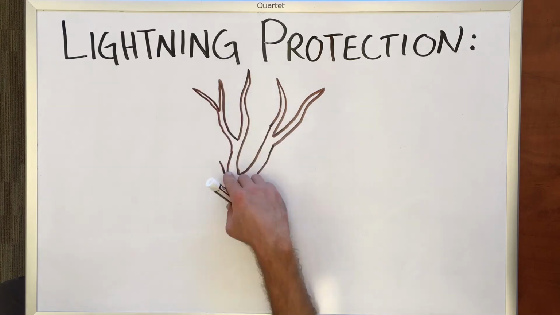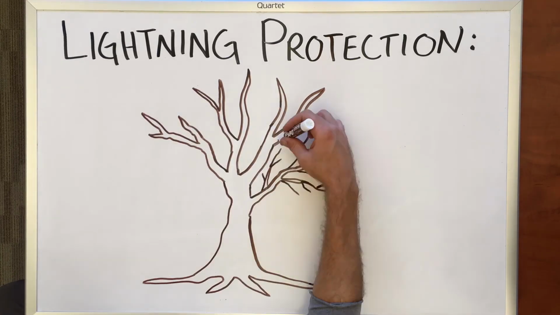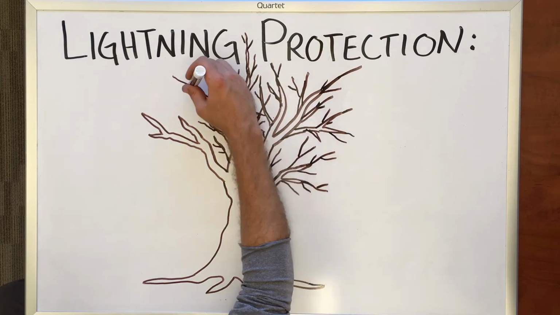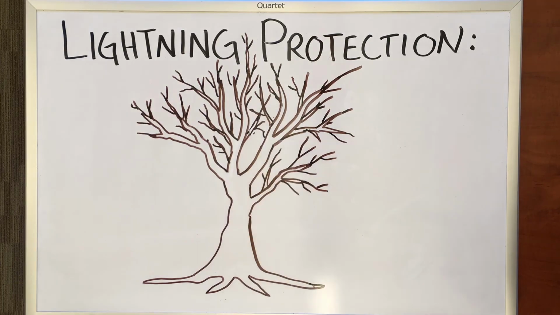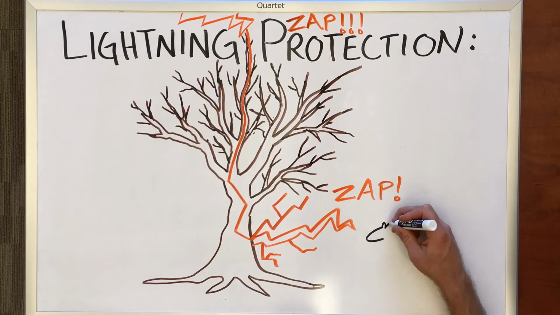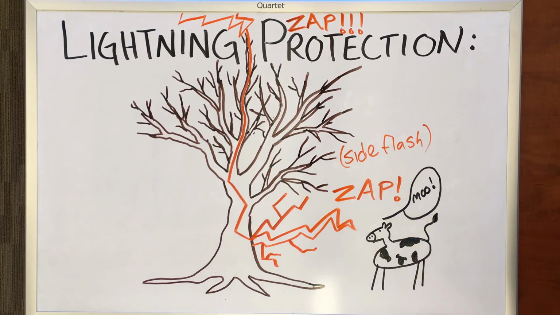Lucky for you, there's not as much material to cover here. Before we begin, let's look at how lightning affects trees in the first place. When an unprotected tree is struck, lightning may travel down the stem for a distance and then jump out to a more conductive tree, structure, person, or animal. This phenomenon is called side flash, and it can be very destructive.